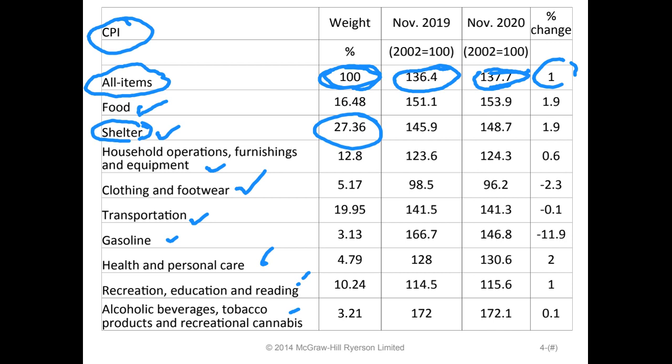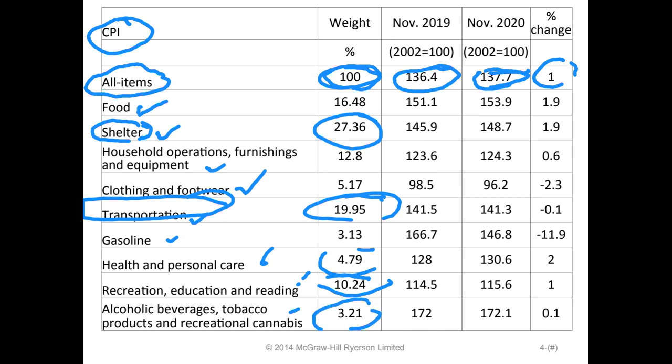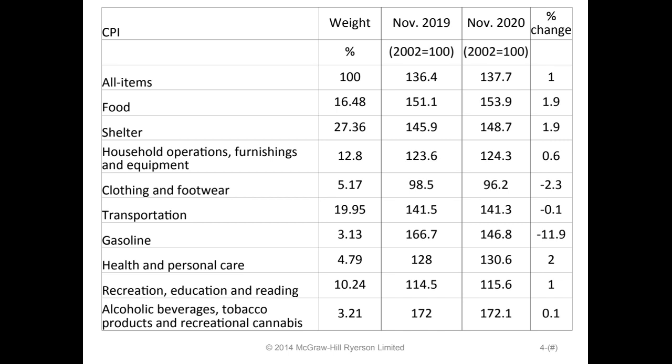Similarly, look at this. Transportation is also very important, with very high weightage. And health and personal care, recreation, education, reading, 30. Alcoholic beverages, tobacco products, and recreational cannabis, 3.2. So these are different weights. Let me first clear these annotations, and then you'll understand what I'm saying. For example, if I want to see the increase in price in percentage terms for only food items, I can easily calculate it, and the data is available: it is 1.9%.